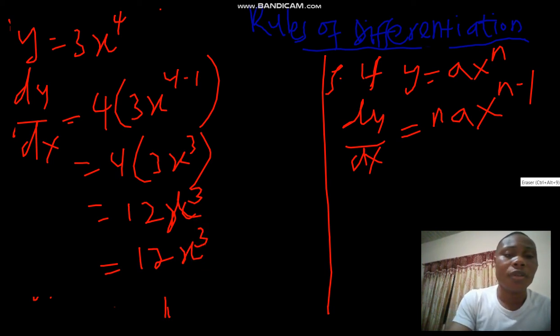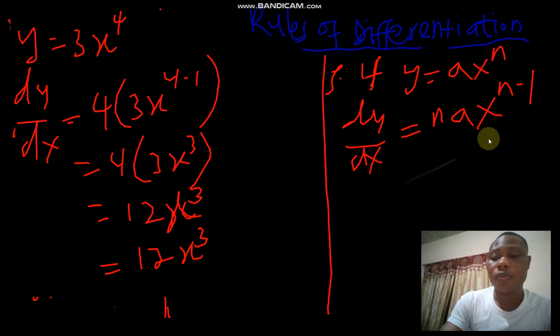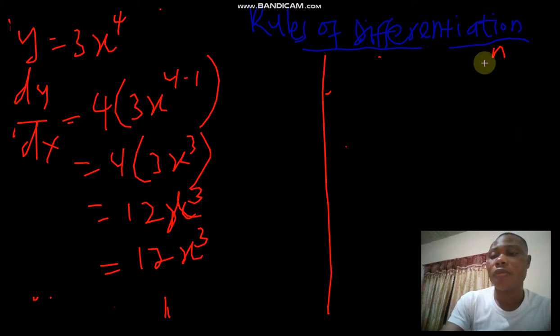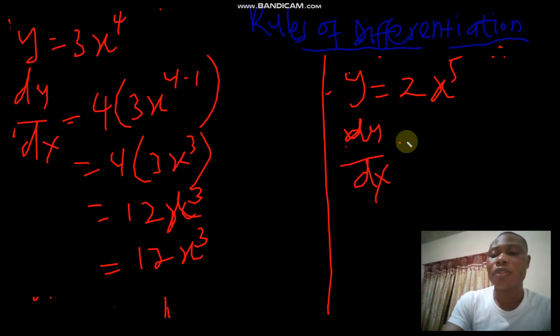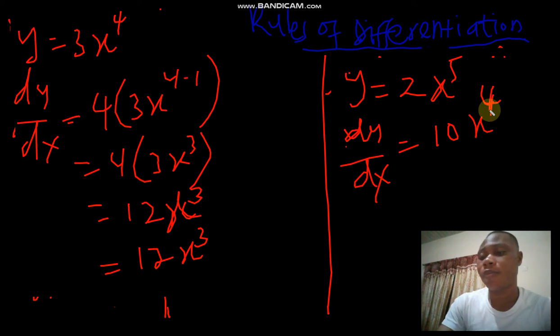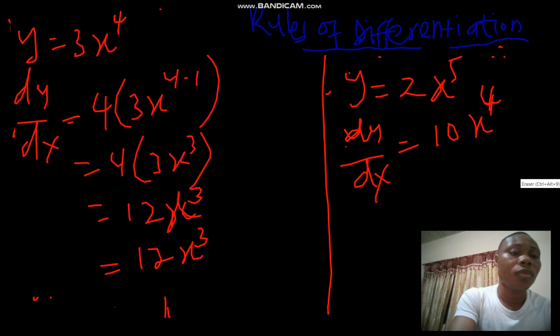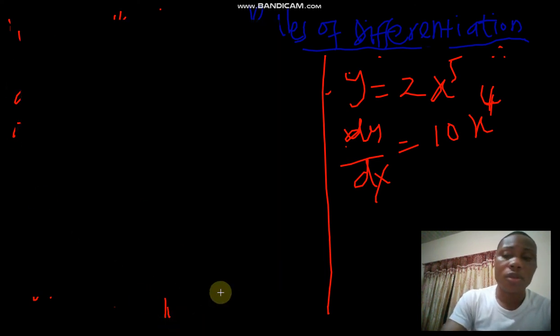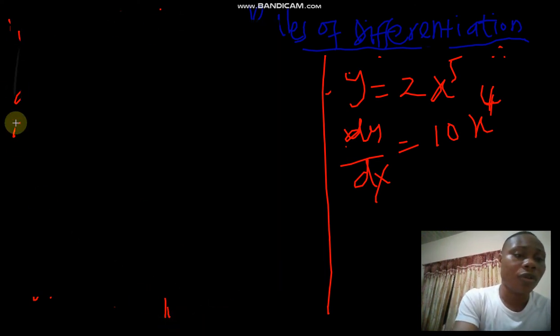In the same vein, if I have a function, say y equal to 2x to the power 5, I'll just get the derivative dy/dx to be 5 times 2, which is 10x to the power 4, like that. Okay. So that is this. I think this was the fifth one.